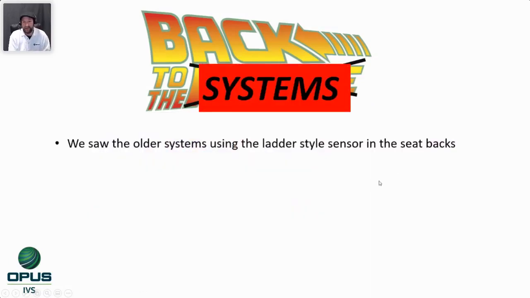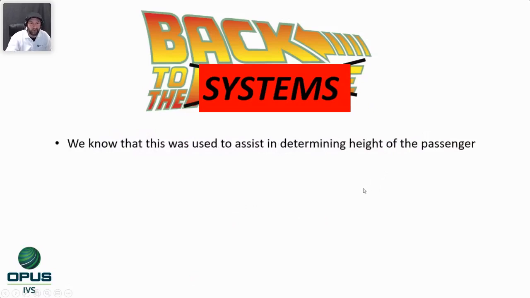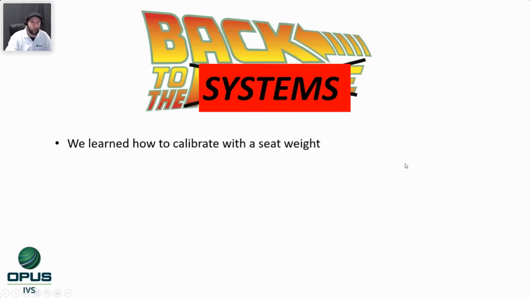So we saw the older systems using the ladder style sensor in the seat backs, which we also saw on this one. We know that it was used in determining the height of the passenger. We know that it wasn't accurate enough, so we moved along to seat weight sensing combined with ladder, and we learned how to calibrate it with the seat weight. So has anything changed in any of the newer vehicles?